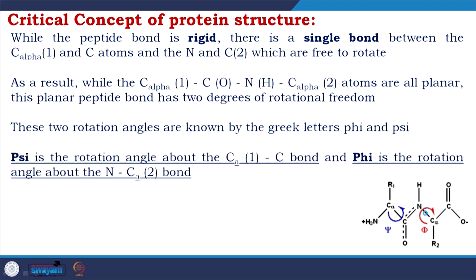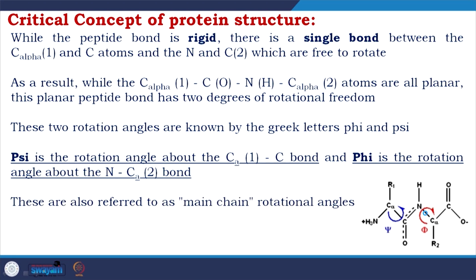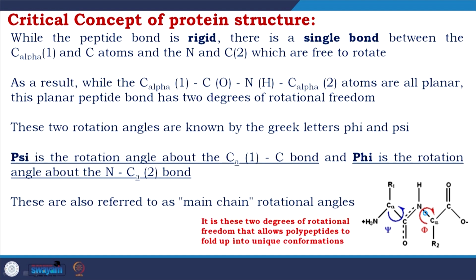Psi is the rotation angle about the C alpha to C bond. As I told, when you say C alpha C, you say psi. Phi is the rotation about N and C alpha, the next one. These are also referred to as main chain rotational angles. It is these 2 degrees of rotational freedom, very important, that allow the polypeptides to fold up into unique conformations. I repeat, it is these 2 degrees of rotational freedom that allow polypeptides to fold up into unique conformations.